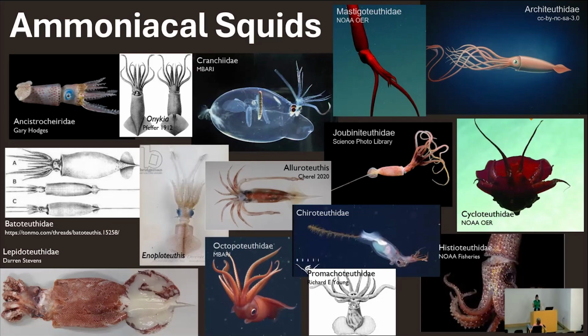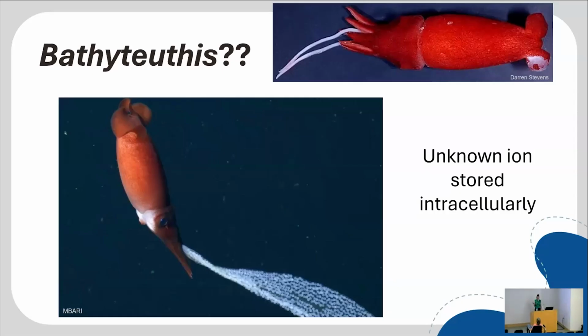In addition to this, we have Bathyteuthis. Bathyteuthis is a genus of deep sea squid falling in that clade Bathyteuthoidea. And it doesn't use ammonia, but it uses some unknown ion. We don't know what it is. Somebody was just like, this isn't ammonia, this is weird, and didn't go any further. And that is stored intracellularly.